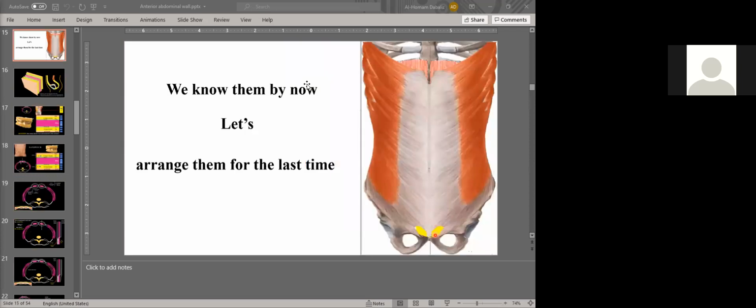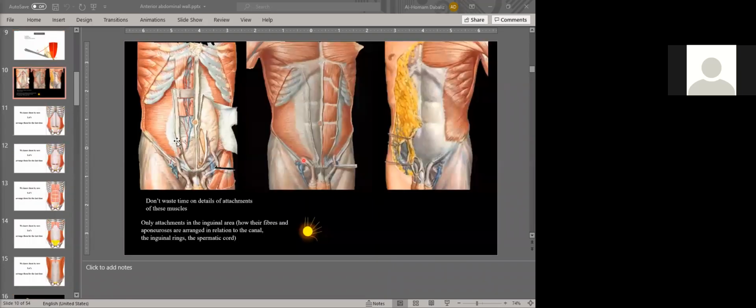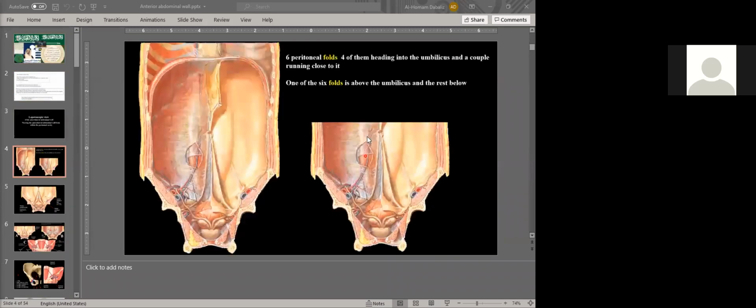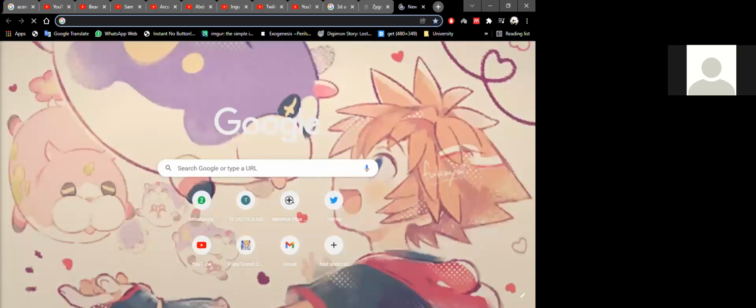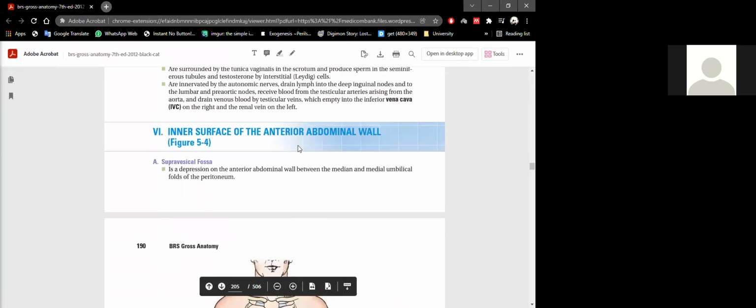Okay, so we're done with this part. Now I want to go up. At the start of the lecture, the doctor talks about this a lot, and I want to talk about it with a better diagram. So let me look for the book right here. Okay, so this is BRS.